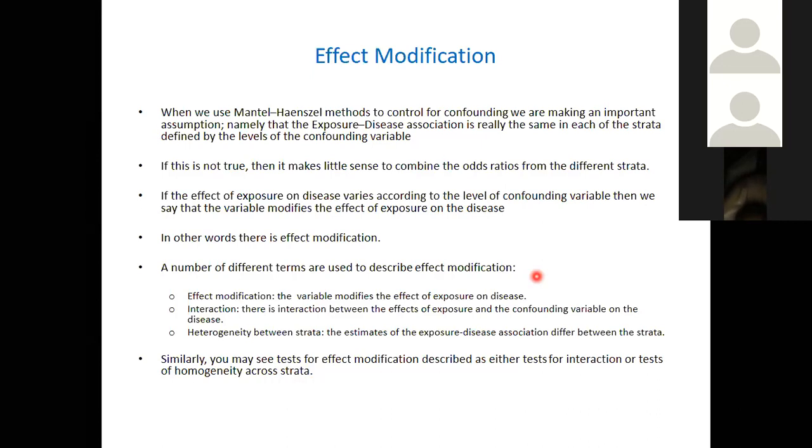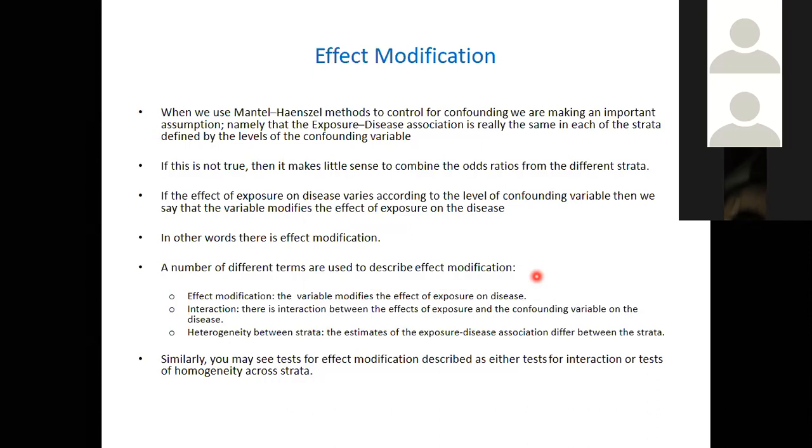If at different levels of that variable the effect of the exposure on the disease varies, then it's not a confounder, it's a modifier. A number of different terms are used to describe effect modification. Effect modification, you call it, that is, the variable modifies the effect of the exposure on the disease. Interaction, there's interaction between the effect of exposure and the variable on the disease. So interaction and effect modification are the same thing, described in different words.